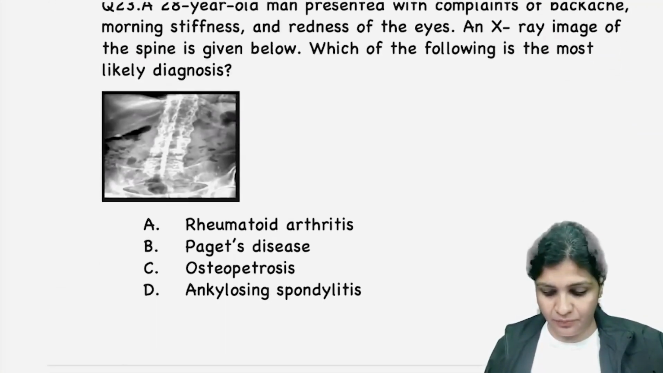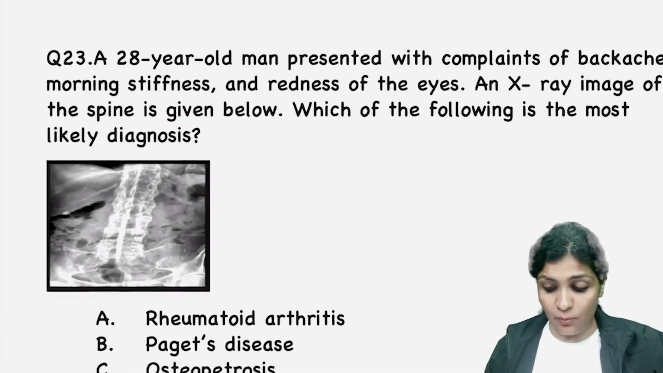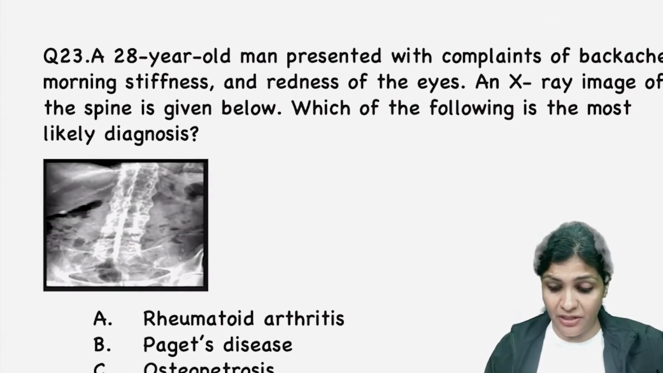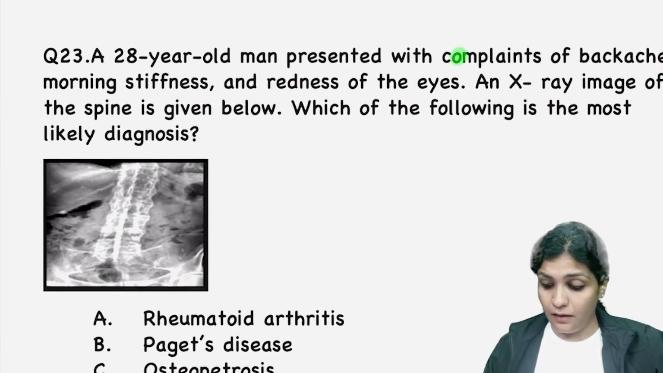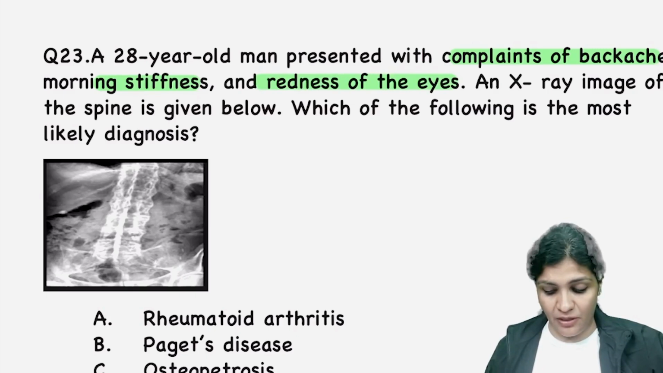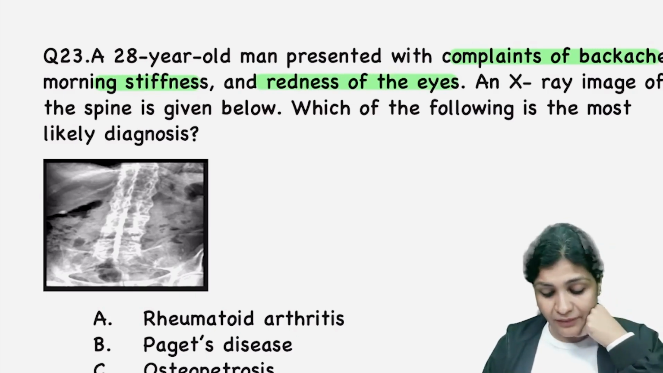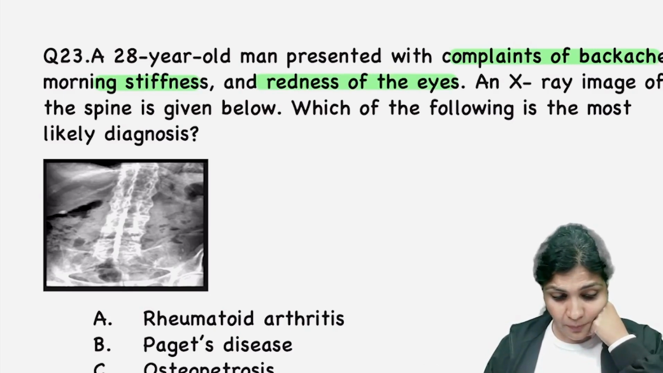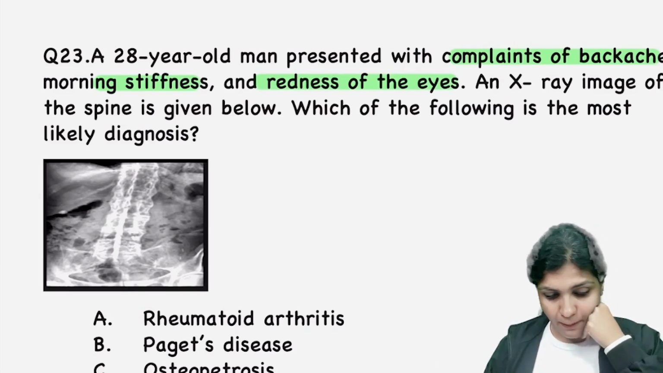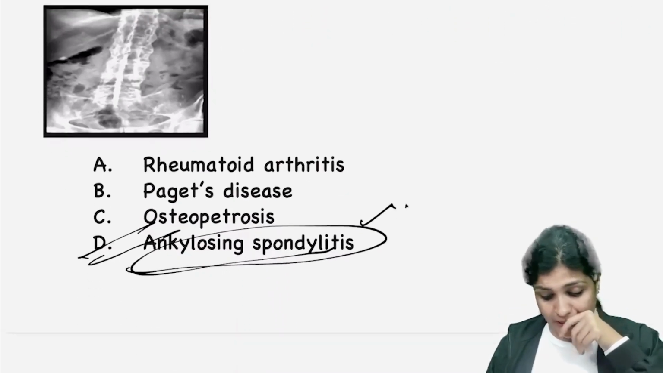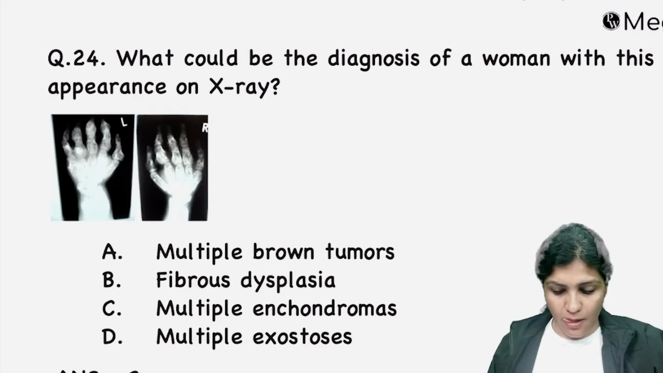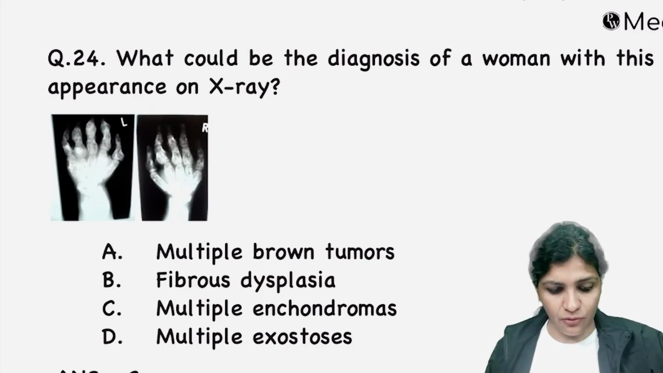Very good, median nerve. This one: a 28-year-old man presented with backache, morning stiffness, redness. An X-ray has been given. This is a direct question. What is the answer? Yes, again, it is an inflammatory condition, ankylosing spondylitis. The answer is ankylosing spondylitis.